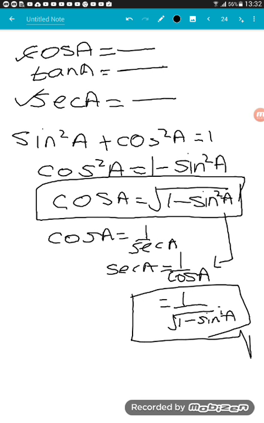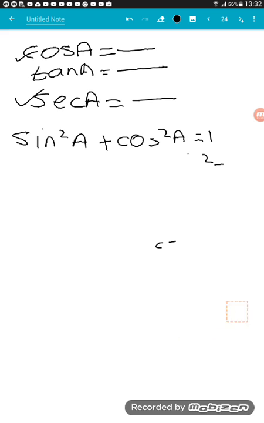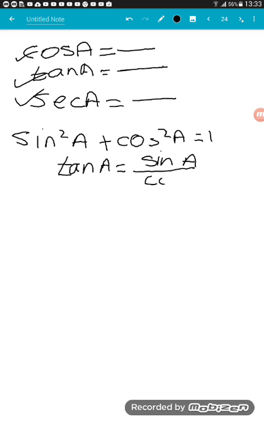Now we will see how we will get tan A. Tan A is nothing but sin A by cos A. This is another formula for finding tan A: sin A by cos A.